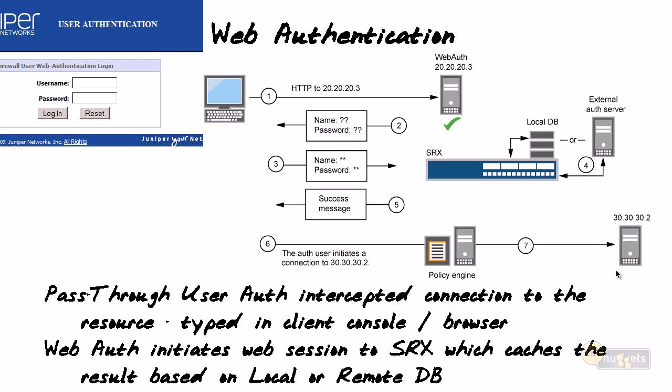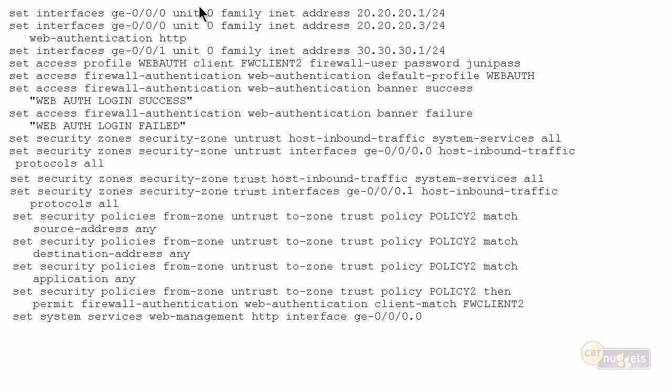And by the way, we already saw where we can go and add a banner in the J-Web. Okay, let's look at the WebAuth configuration here. We're first going to set our gig E000, which is an untrusted interface going to the service provider, and the address is 20.20.20.1/24. Then we're going to create our web authentication interface. So web authentication, HTTP, and then we need to make sure it's in the same subnetwork but unused.